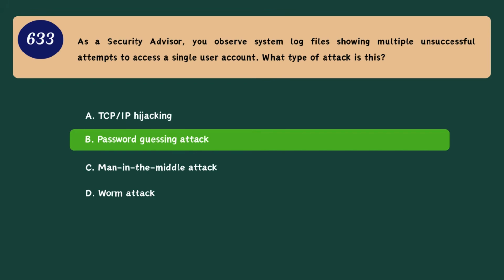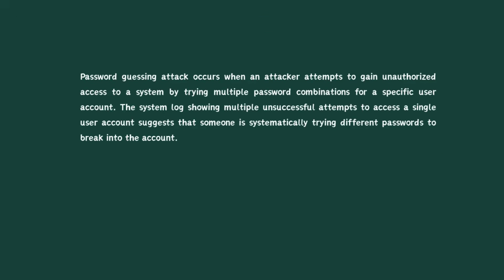Correct answer. B. Password guessing attack. Password guessing attack occurs when an attacker attempts to gain unauthorized access to a system by trying multiple password combinations for a specific user account. The system log showing multiple unsuccessful attempts to access a single user account suggests that someone is systematically trying different passwords to break into the account.